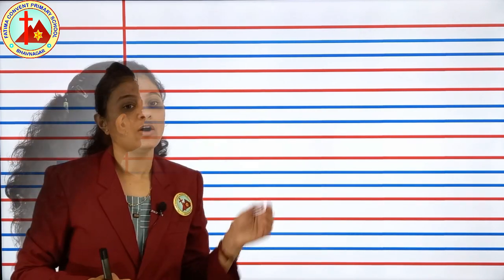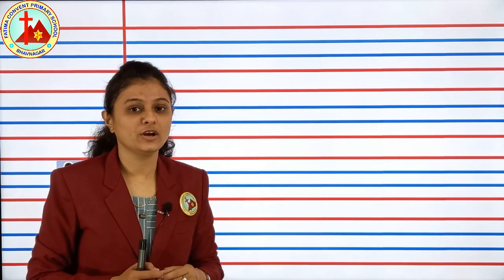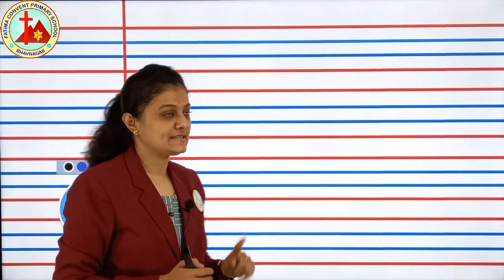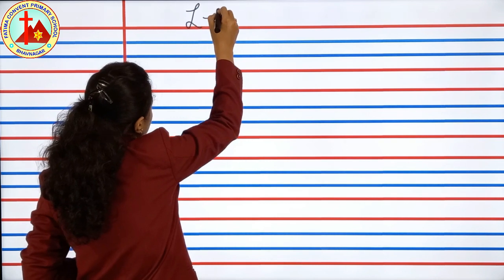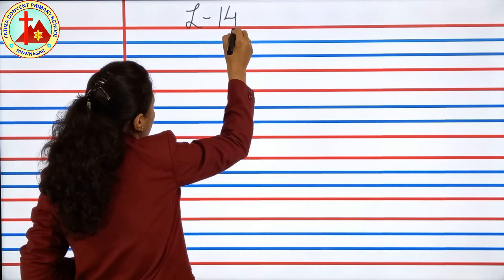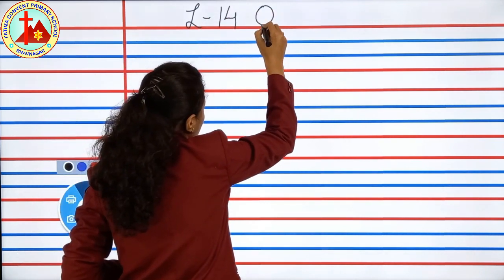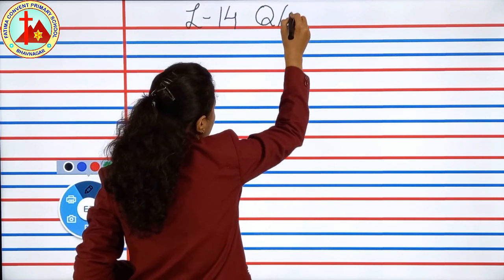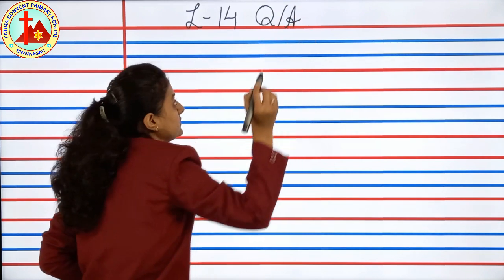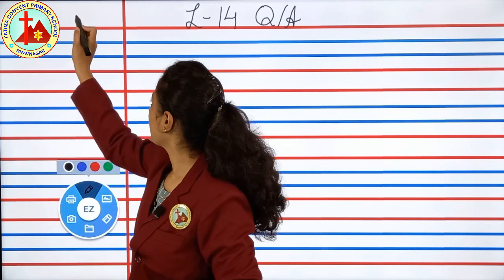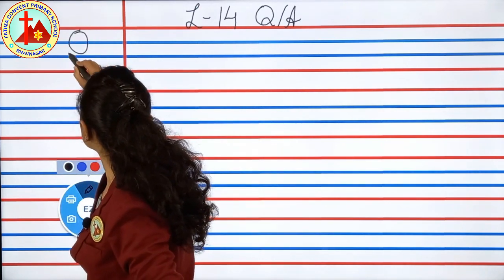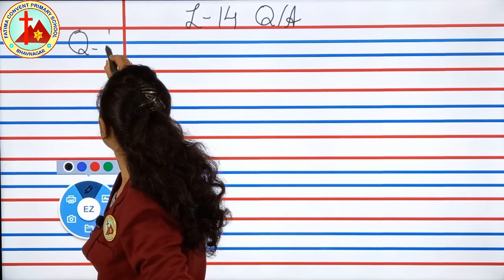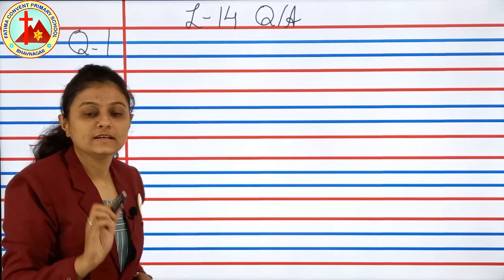Yes. Now first of all, what shall we write in four line book? Yes, the heading. Yes, lesson 14, question answer. Okay, and you will write the date here and continue with question 1. What is weather?